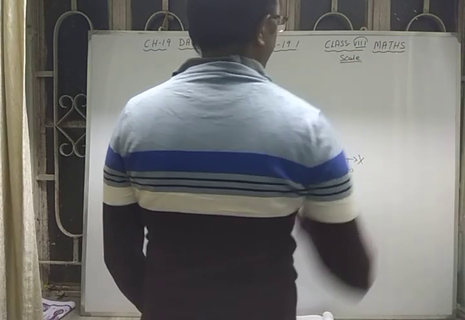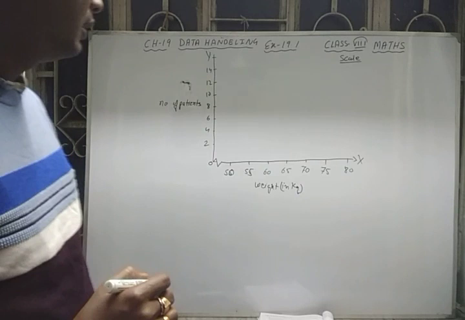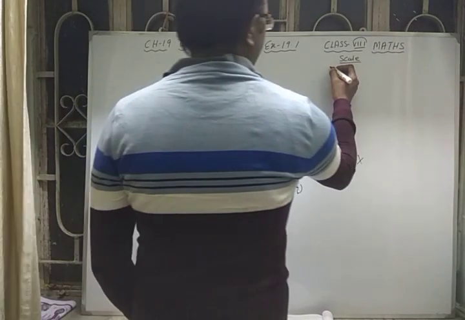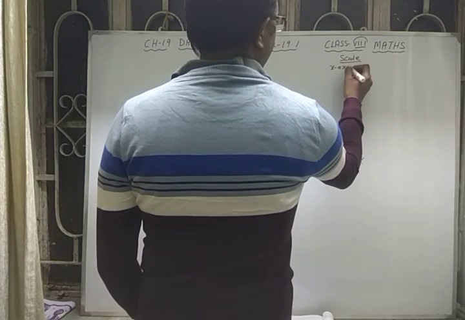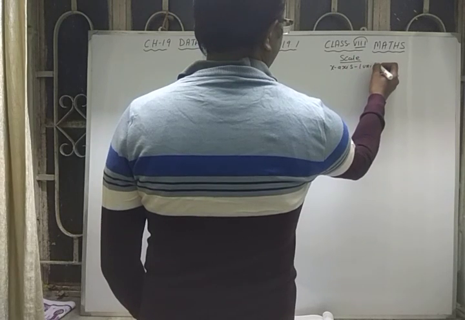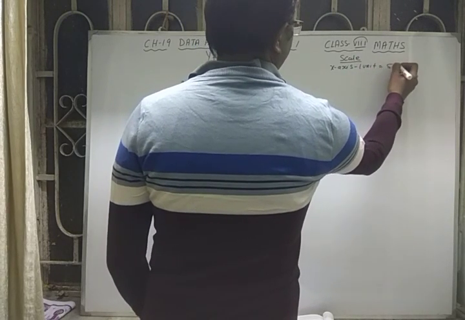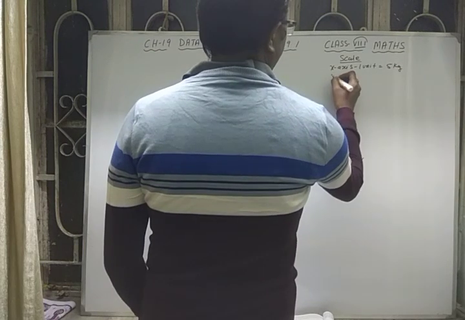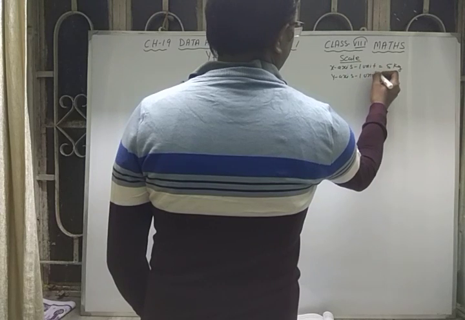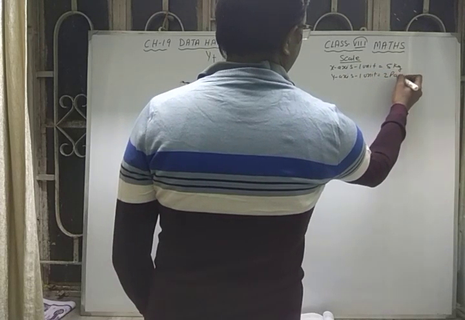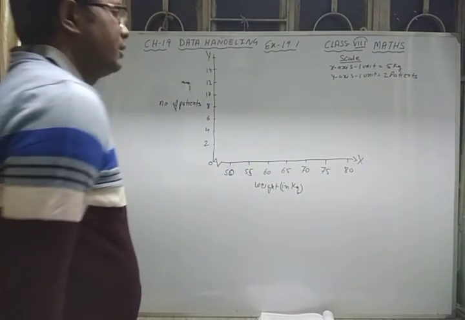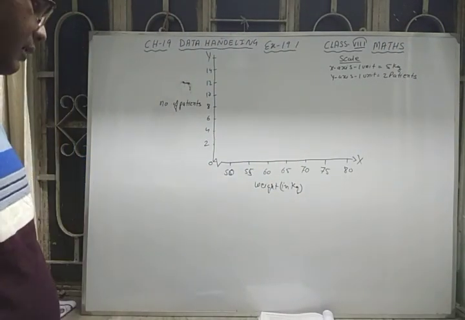At the top of the graph paper you should write the scale first. So along the x-axis 1 unit, or 1 centimeter also you can write, equals 5 kg, and in the y-axis 1 unit is equal to 2 patients. In this way you have to write the scale also.